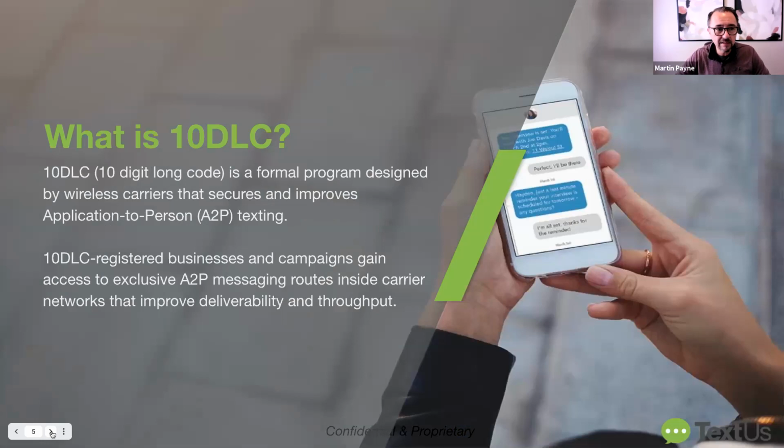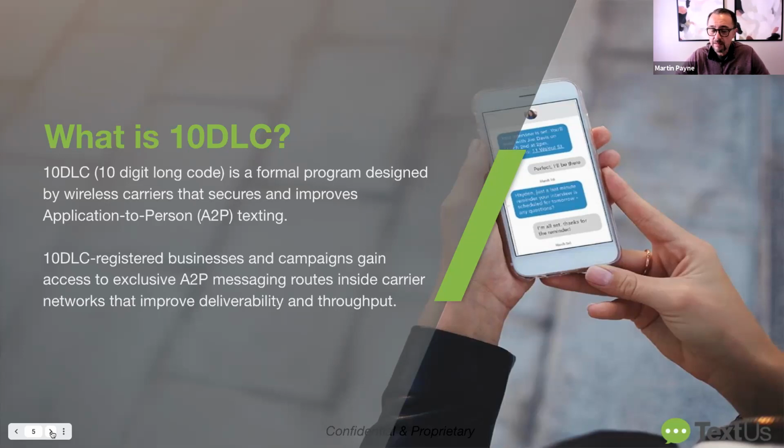So what is 10DLC? Well, first of all, it's an acronym, as you could probably tell. It stands for 10-digit long code, but really it's shorthand for a formal program that's been designed by the wireless carriers, most notably AT&T, T-Mobile, and Verizon. And the whole intent is to improve the application-to-person texting experience. 10DLC registered businesses and campaigns, so basically those participating in the 10DLC program, gain access to exclusive A2P messaging routes inside carrier networks that improve deliverability and throughput.